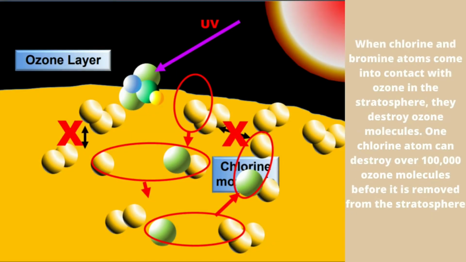When chlorine and bromine atoms come into contact with ozone in the stratosphere, they destroy ozone molecules. One chlorine atom can destroy over 100,000 ozone molecules before it is removed from the stratosphere.